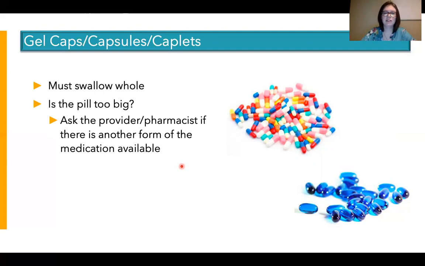So if you're noticing that your loved one's having trouble swallowing these, then just ask the pharmacist if they can give you a different form, maybe a liquid form. That can make it a lot easier for someone to swallow. And then of course let the provider know too. But these have to be swallowed whole. So if your loved one's having trouble, just ask for the liquid form. There's a lot of things that they make. They have that alternative liquid form for now.